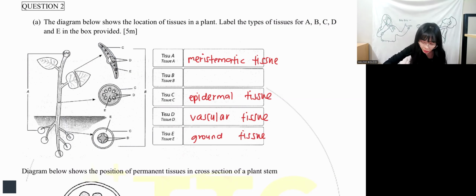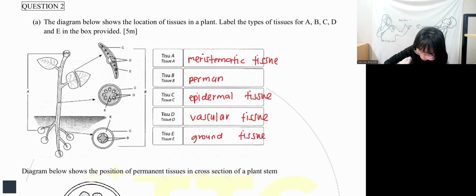And then we left B, right? If you don't know what B is, B is pointing at this entire thing here, including the leaf, the stem, and the root. They are known as permanent tissue, right? Because if you look back to the notes, that entire page is called permanent tissue. They already have a specific function. Xylem and phloem have a specific function already, right? So B is known as permanent tissue.